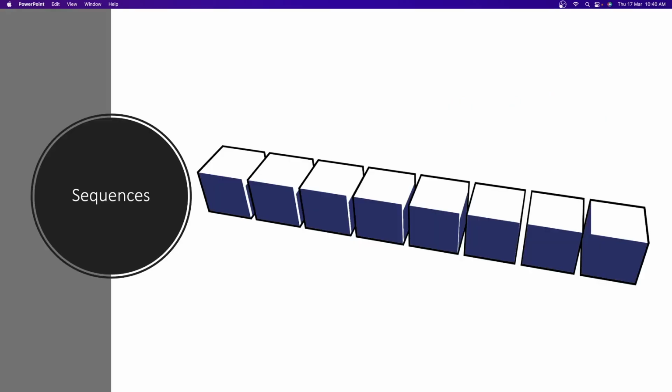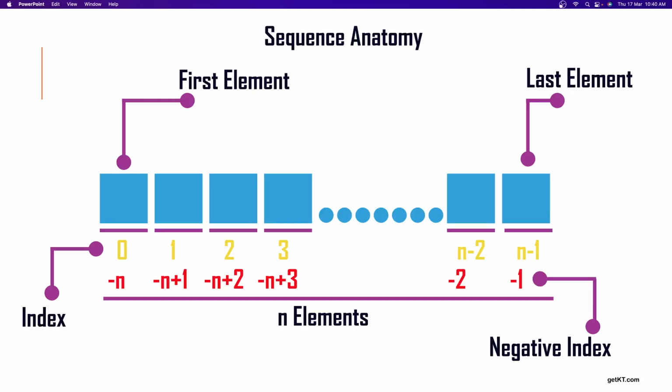Sequences are like different boxes arranged one after the other. In the same way, sequence data types offer access to the values using an index. This is the anatomy of a sequence, where we have an index. Think of each box like a compartment of a train. You can count each compartment from left to right or right to left. Each compartment is referred to as an element.